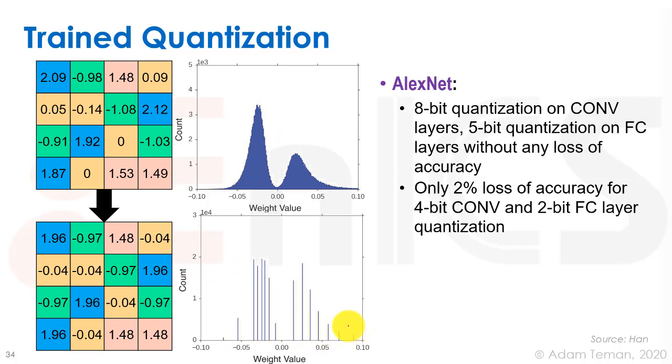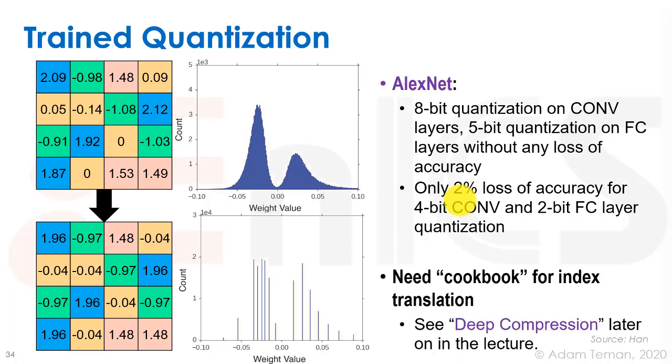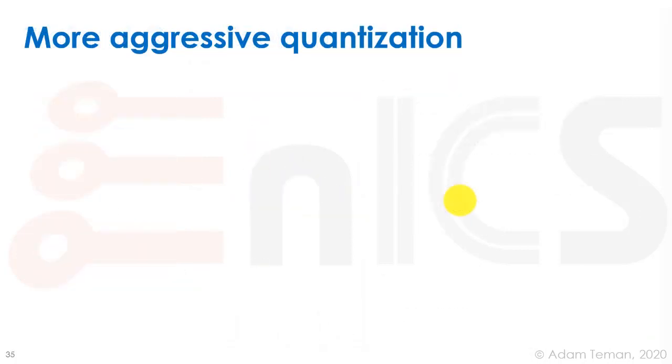So that's trained quantization. With 8-bit quantization on convolutional layers and 5-bit quantization on fully connected layers, we achieved no loss of accuracy on AlexNet. And when we used an even more aggressive quantization with 4-bit on convolutional layers and 2-bit on fully connected layers, we arrived at only 2% loss of accuracy, which is really nice, and it's a huge savings in power, area, etc. However, we do need a cookbook for index translation, and later in the lecture, we'll discuss deep compression and show how that cookbook was done.